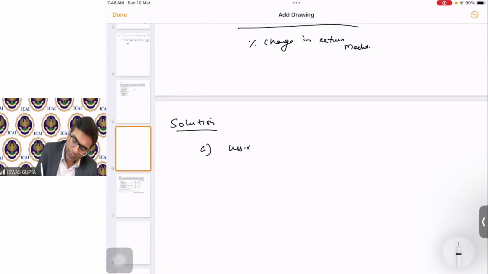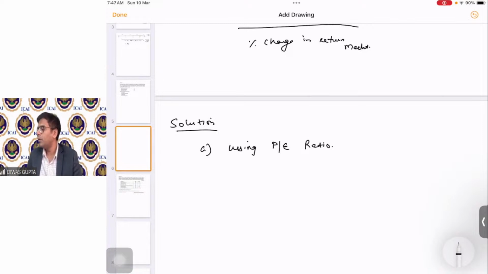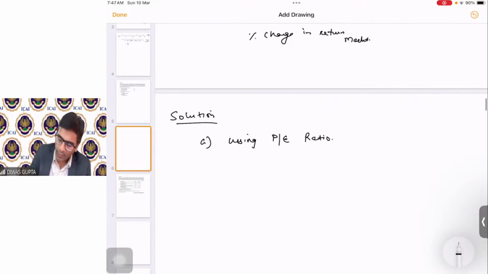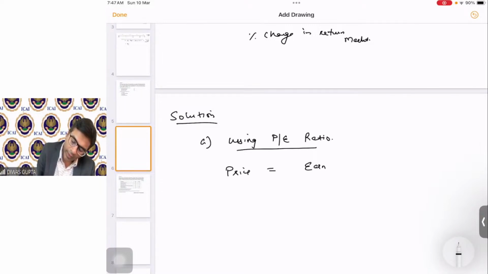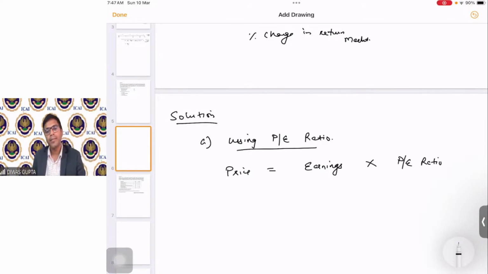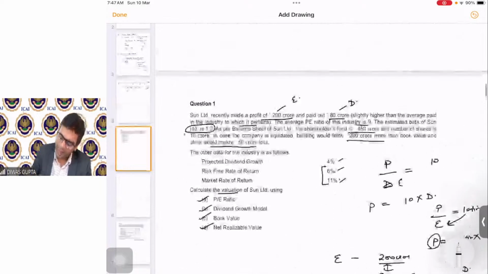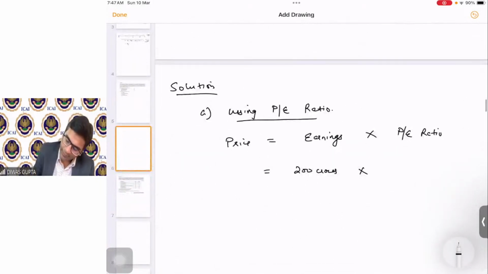Using the PE ratio. Okay, students. Now, first of all, for calculating price using PE ratio, can we use this formula, earnings multiplied by PE ratio? Correct? So, what is the earnings? 200 crores. What is the PE ratio? They've also given us the PE ratio as 9.